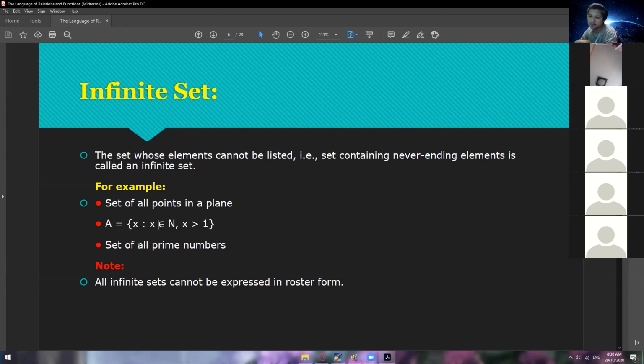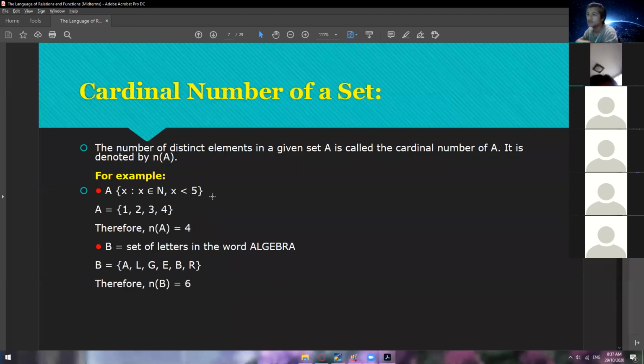And then also the set of all prime numbers, okay? So this one is also an infinite set. So note, all infinite sets cannot be expressed in roster form, okay? Because if it's in roster form, meaning it has a boundary, okay? Which will become a finite set already. All right. So moving on, we have here the cardinal number of a set.